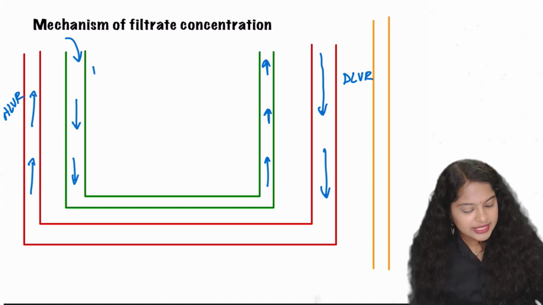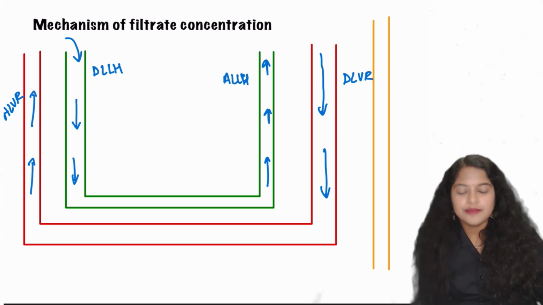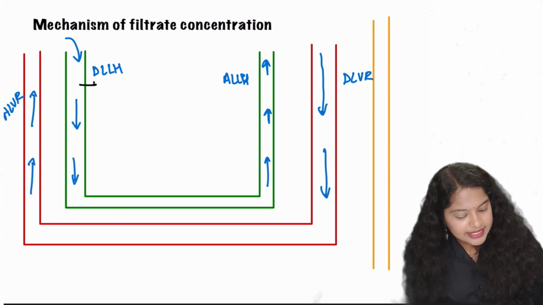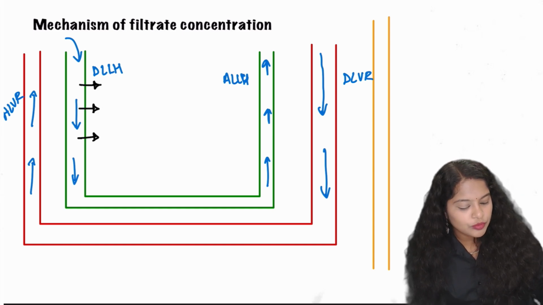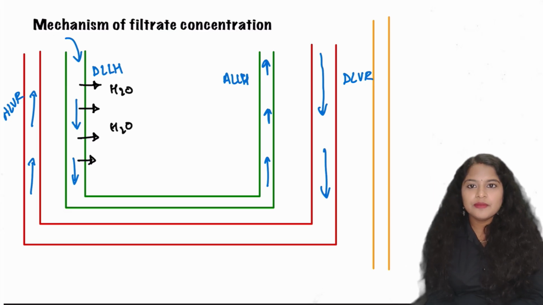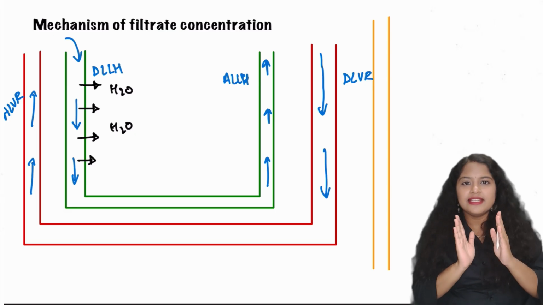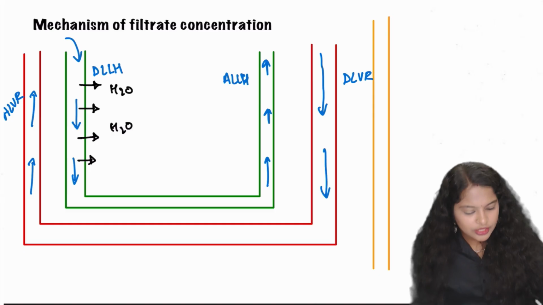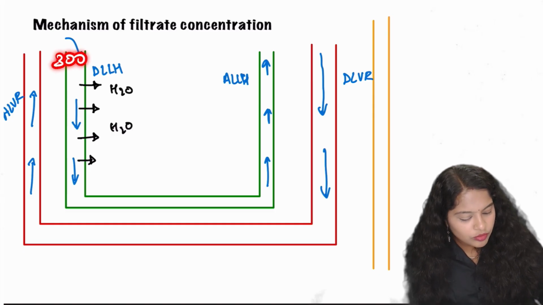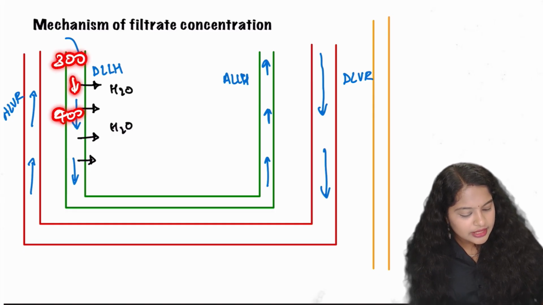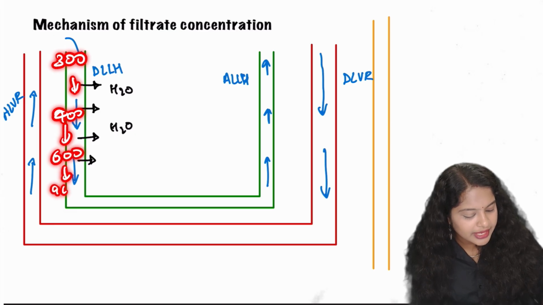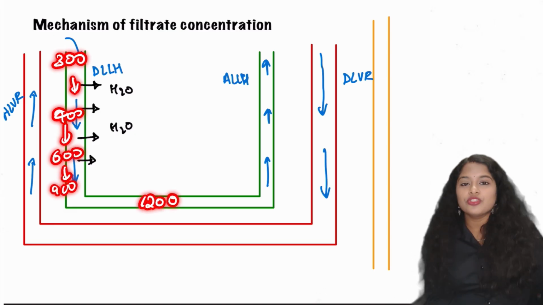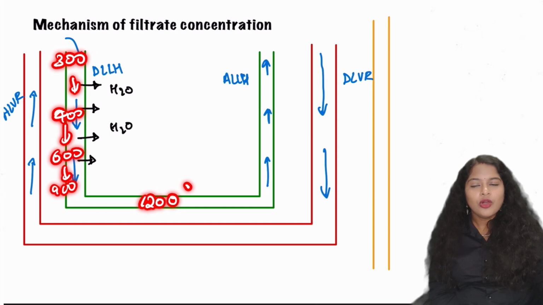So what happens here? This is the descending limb of loop of Henle and this is the ascending limb of loop of Henle. We have already learned that the descending limb of loop of Henle is permeable to water and impermeable to electrolytes. Okay, this much is clear. So once the water is taken away and the electrolyte is remaining in the loop of Henle, the electrolyte concentration will increase. So from 300 moving downwards, it will become 400, then 600, then 900, and once it reaches the lowest portion, it will become 1200. Okay, this much clear.